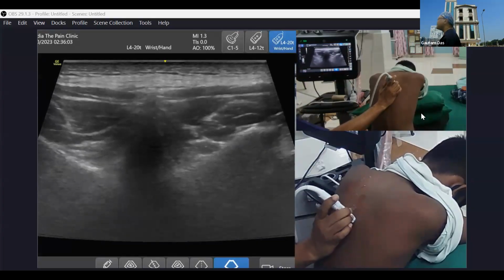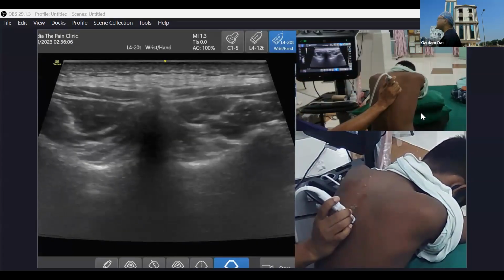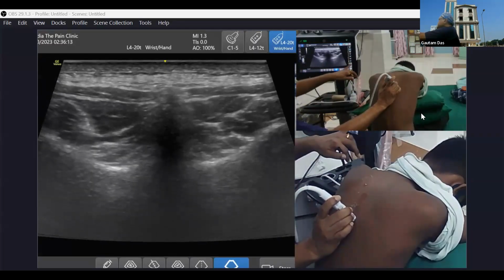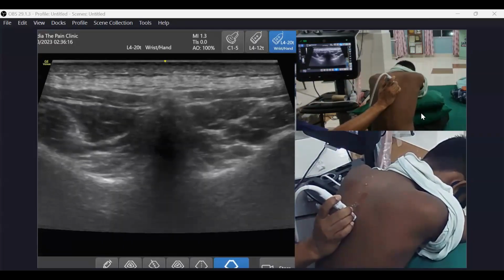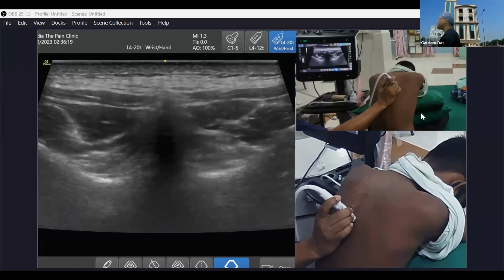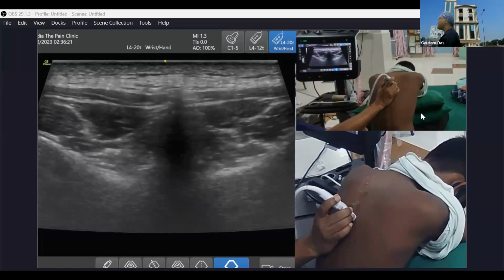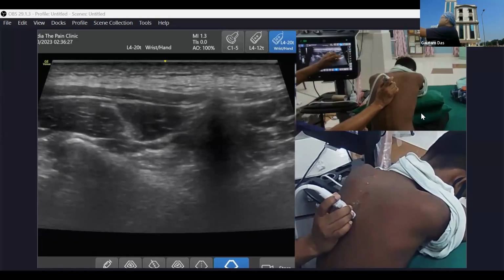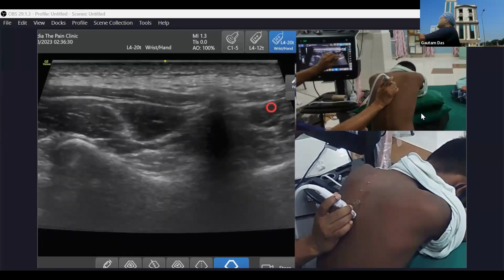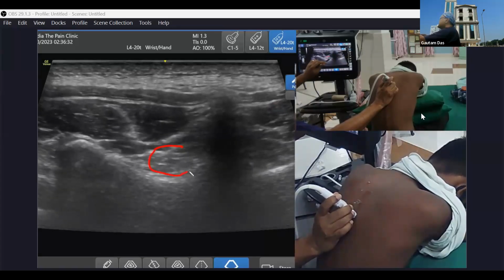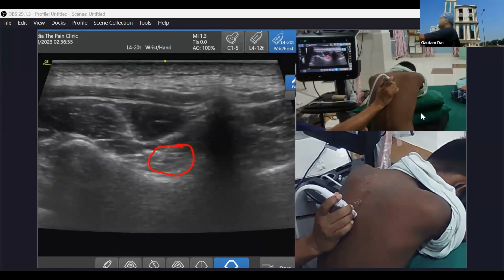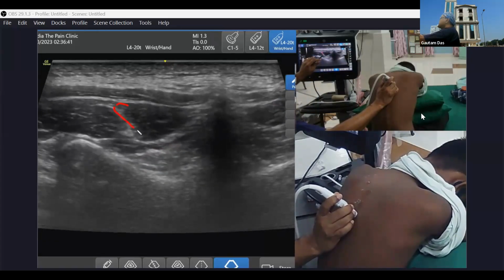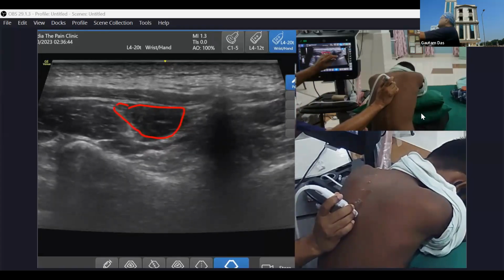So here in the middle of my screen, what you can see there is the spine of the scapula. Can everybody appreciate that? Sorry, it's not spine of the scapula. It is the spinous process. Sorry, I extended. And then I'm holding the probe here. So what muscle is this? This is your multifidus muscle. And above that, this muscle is your spinalis muscle.